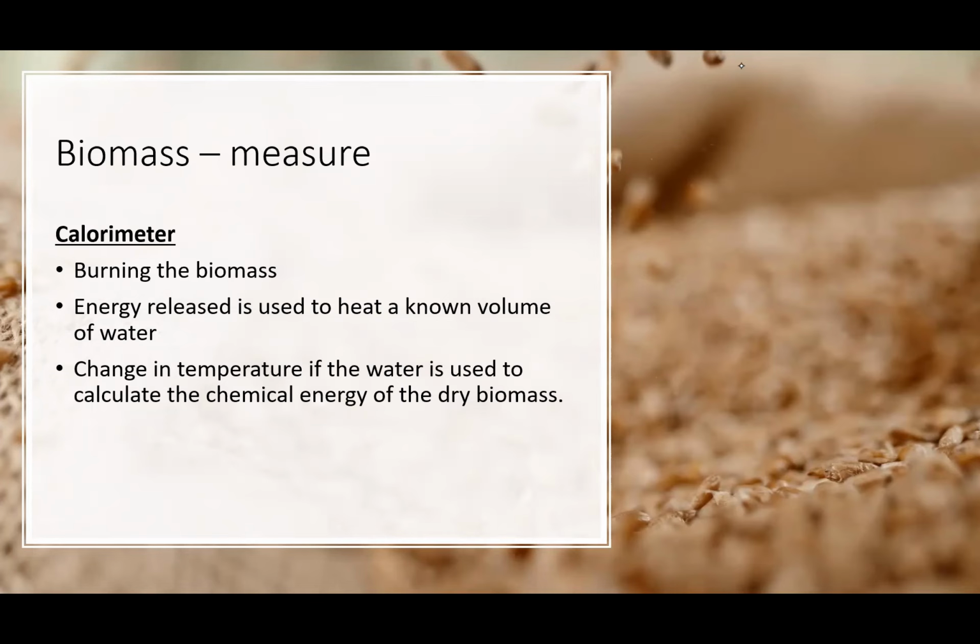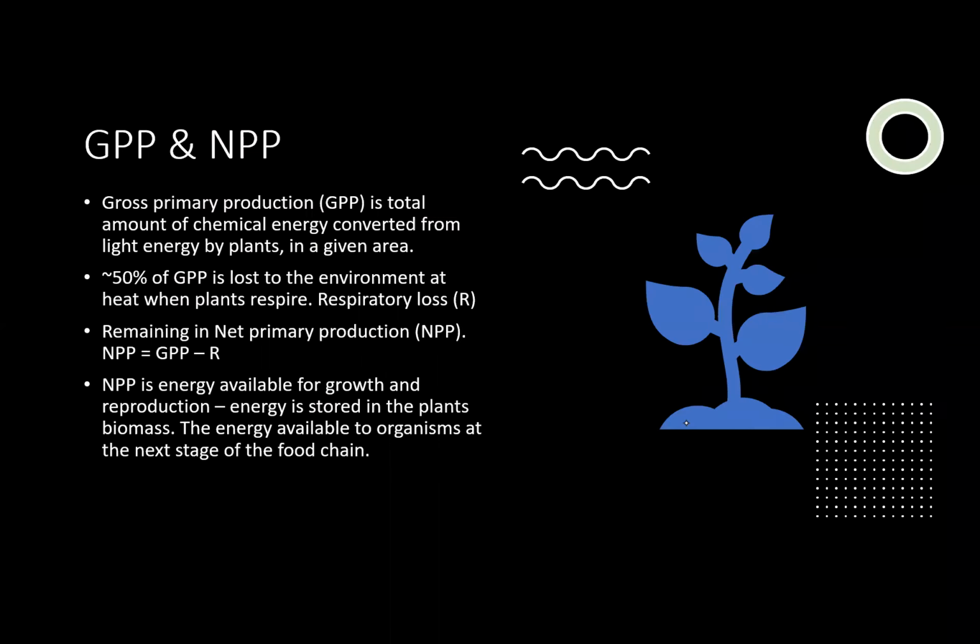So you can use one of the two ways for measuring the amount of biomass present, and it's up to you which one you choose to do. So what we're going to look at now is gross primary production and net primary production. And these are our chemical energy stores. It's really, really important at this point to remember plants convert light energy to chemical energy during photosynthesis. So it's really important to keep that in mind.